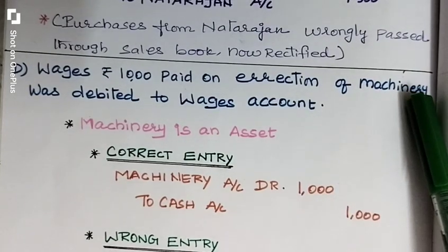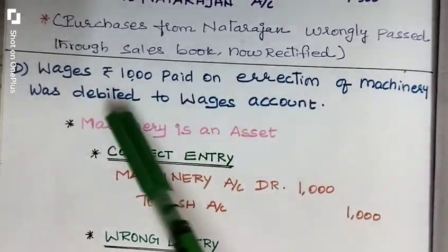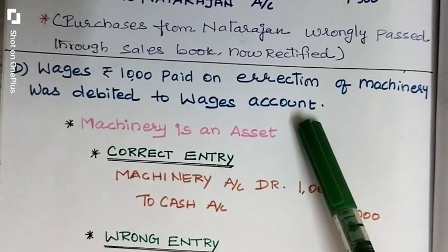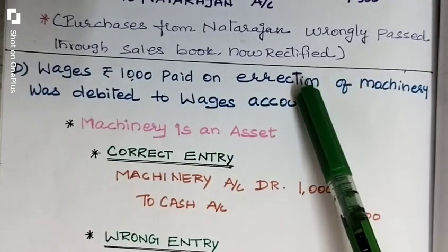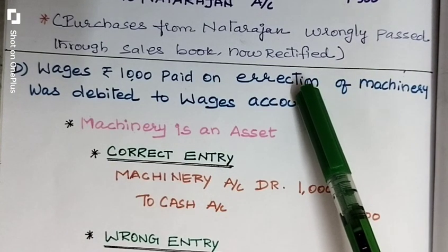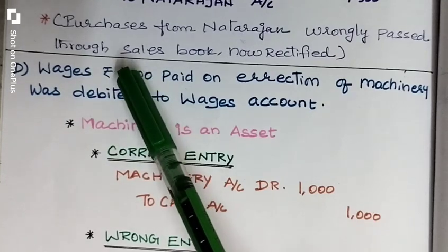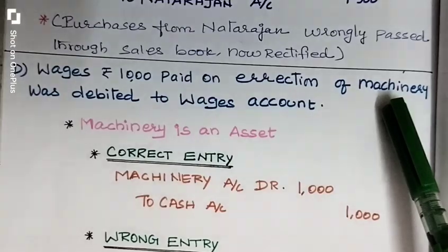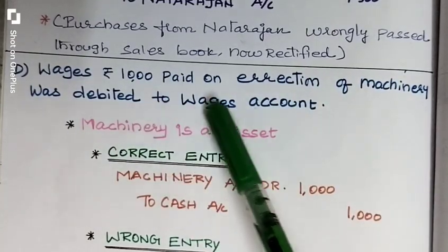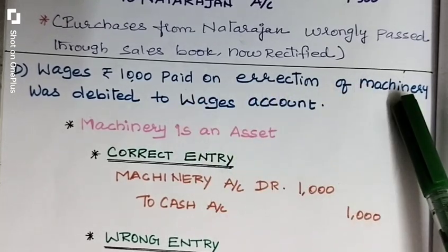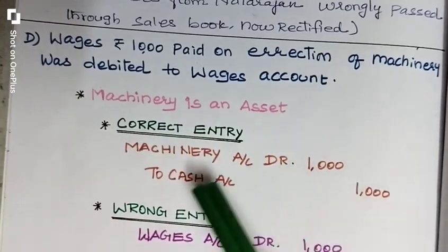Here, listen: wages of rupees 1000 paid on erection of machinery was debited to wages account. A company purchased new machinery and erected it. So it spent wages of rupees 1000 for the erection of the machinery. But an accountant wrongly debited the wages account. This is the wrong entry. You have to enter it into the machinery account. What is the correct entry? Machinery account debit to cash account.